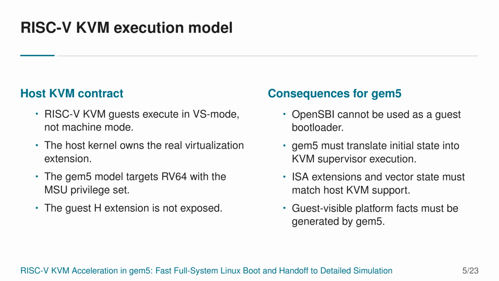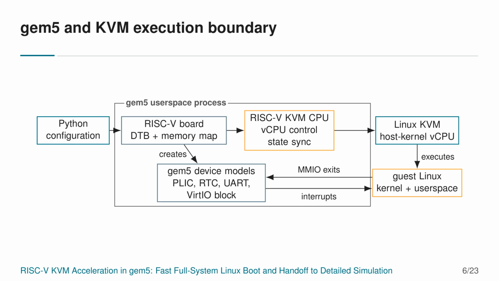KVM guest configuration. So you can see here the gray box is the gem5 user space process. The Python config builds the board, creates the memory map and devices, and RISC-V KVM CPU controls the KVM vCPU and synchronizes state. The Linux KVM vCPU is in the host kernel.